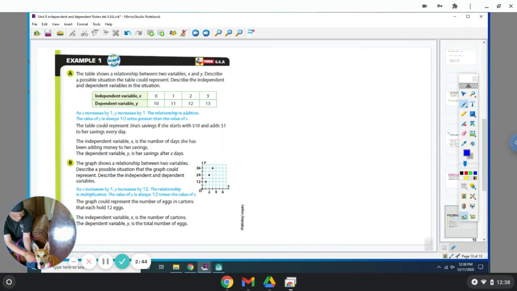So basically, it's doing x plus 10. So it'd be y is equal to x plus 10. So a situation could be the table could represent Gina's savings if she started with $10 and adds $1 every day. Okay, so x would be the days, and then y would be the total amount.